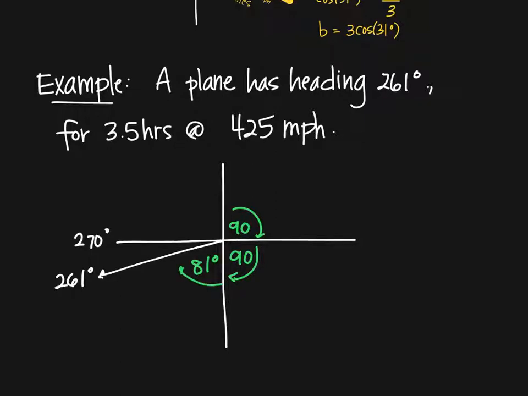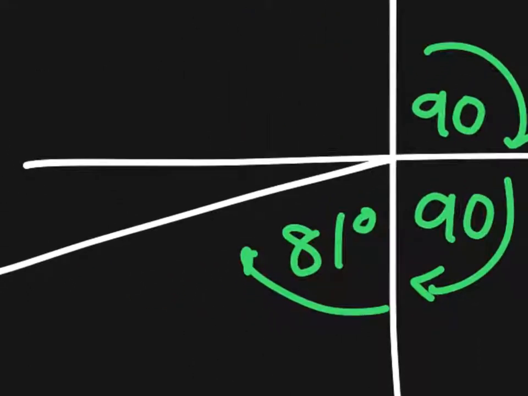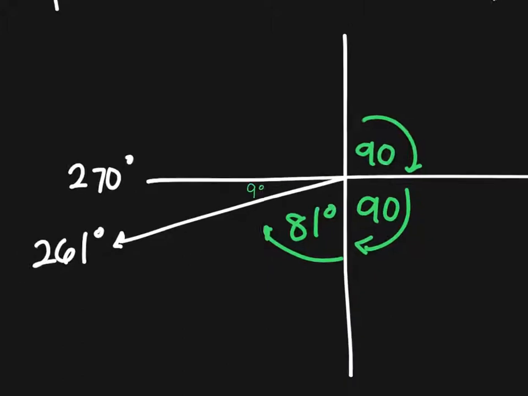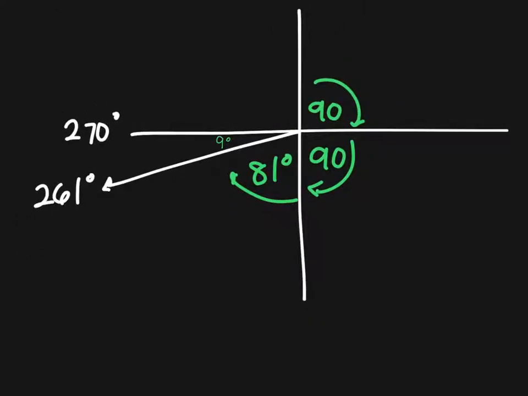Is 81 part of my reference triangle? No. So better zoom way in on that. How much is actually in the reference triangle? Just 9, that tiny little 9. All right, so my reference triangle is actually going to be here to here to here.